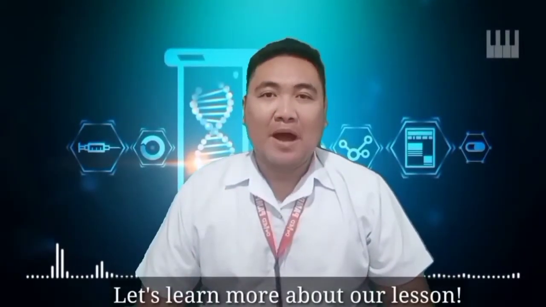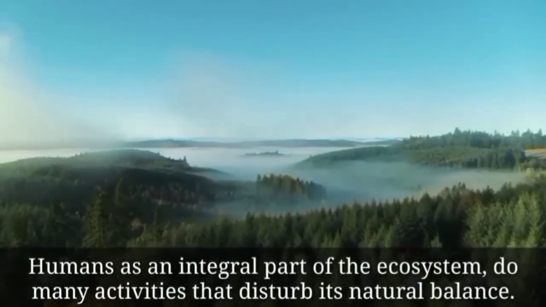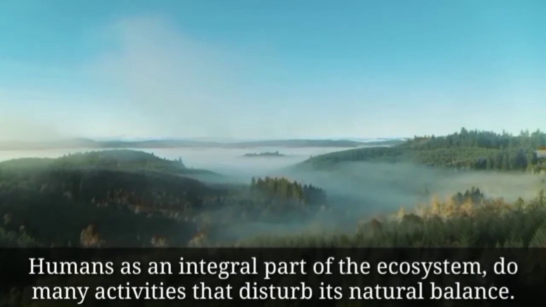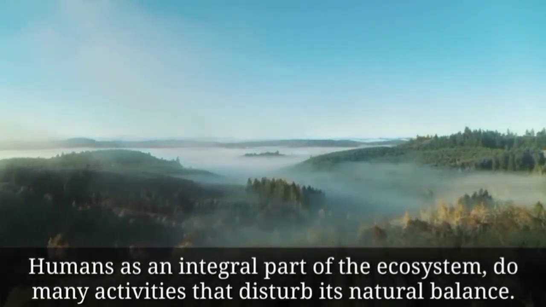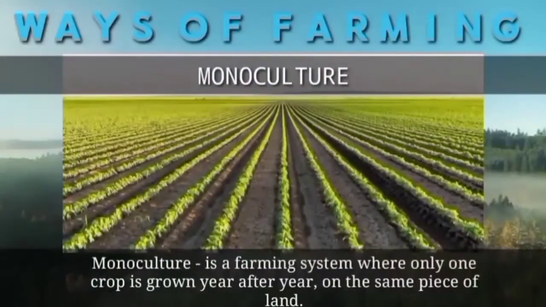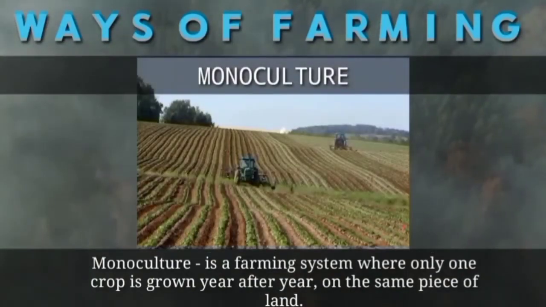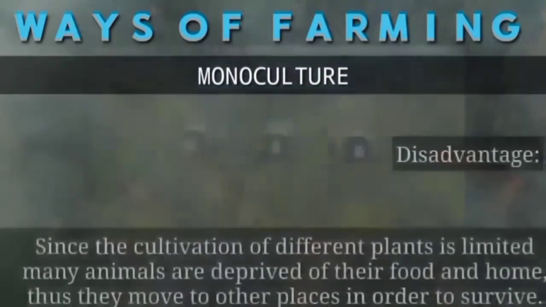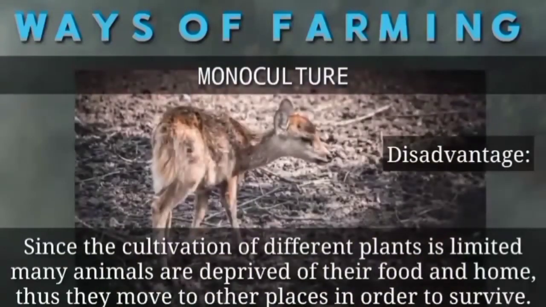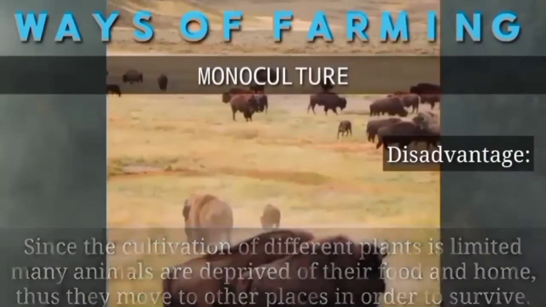Let us learn more about our lesson. Humans, as an integral part of the ecosystem, do many activities that disturb its natural balance. Ways of farming. Monoculture is a farming system where only one crop is grown year after year on the same piece of land. Since the cultivation of different plants is limited, many animals are deprived of their food and home, thus they move to other places in order to survive.